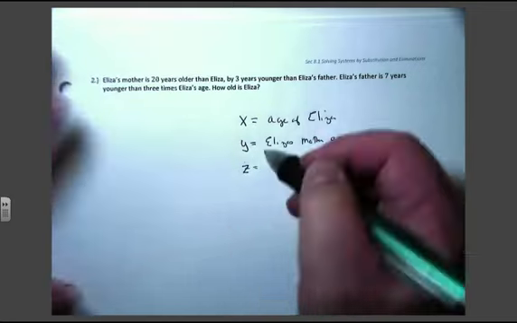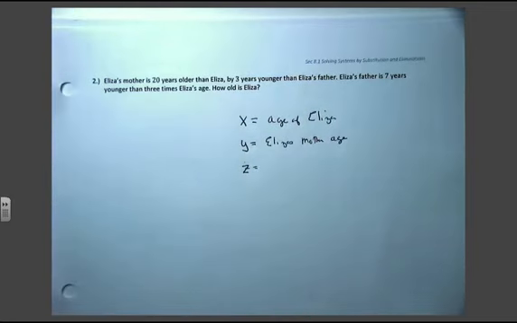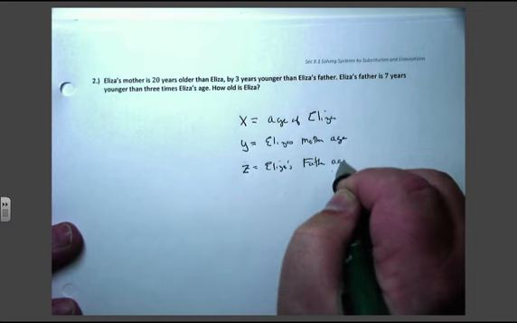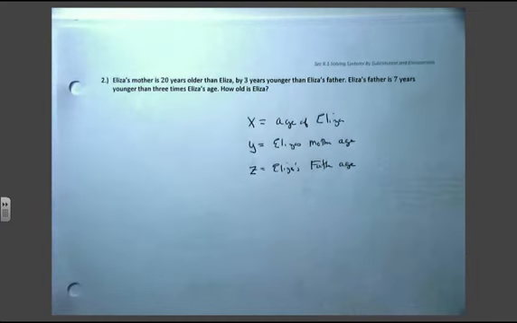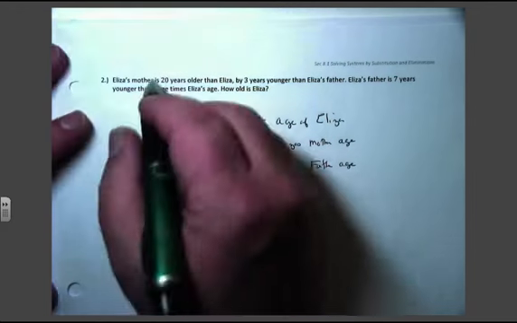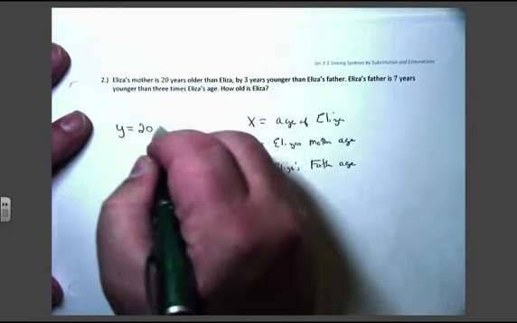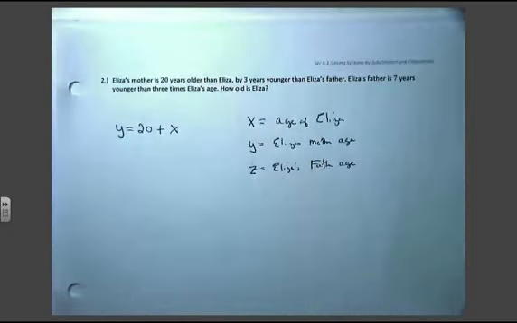I also have her father up here. I'm going to go for 3 equations. Z is equal to Eliza's father's age. So let's see what we got here. Eliza's mother is 20 years older than Eliza, so I need a first equation. Eliza's mother, that's y, equals 20 years older than Eliza, and Eliza is x. So I got my first equation. Y is equal to 20 plus x. So what I did here was I wrote down everything that I have, and I wrote down a variable for it. All right, let's keep going.